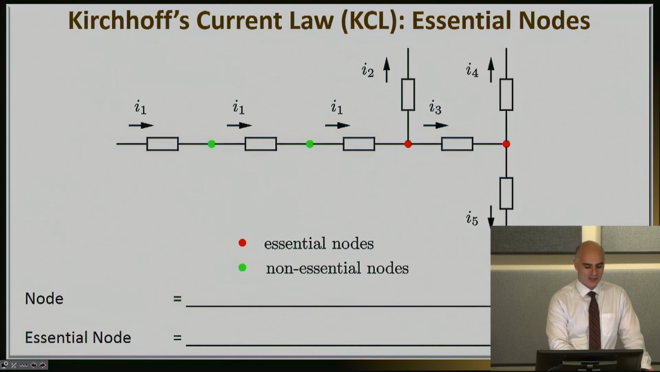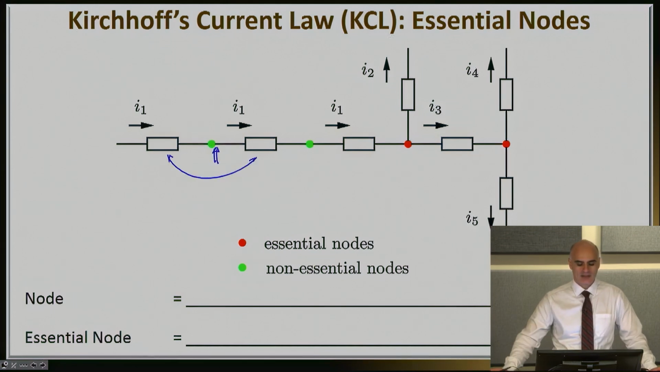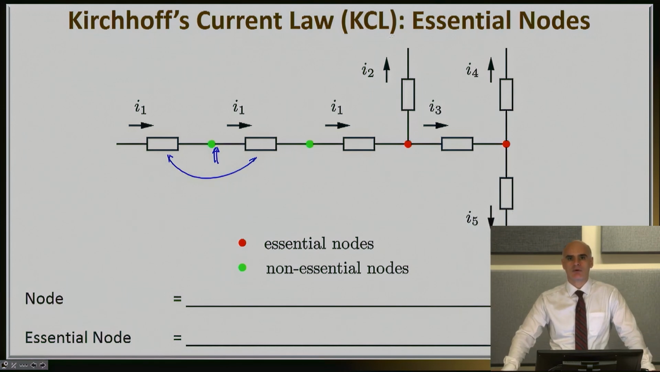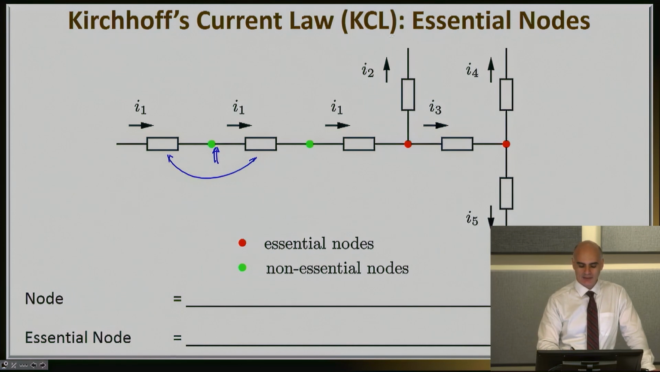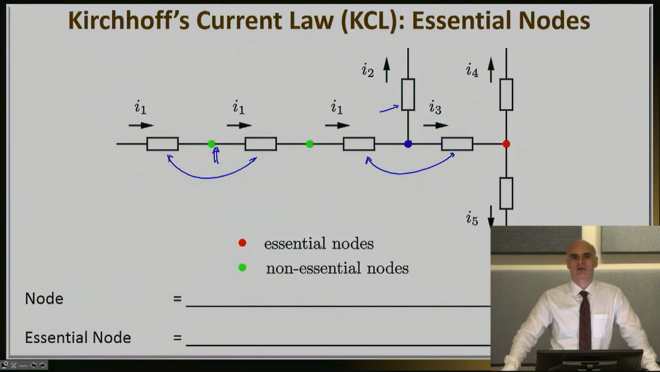Some nodes will connect just two devices. So this node right here, for example, is connecting simply two devices back to back, while other nodes will connect more than two devices. They will connect, for example, three devices. So here is a node that connects those three devices. This blue node that you see here is essentially connecting three devices. Kirchhoff's current law applies to all nodes in a circuit, whether they connect two or more devices. However, it's far more useful when we are talking about nodes that connect three devices or more.